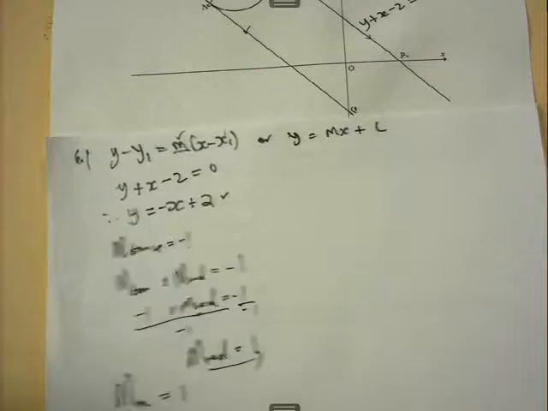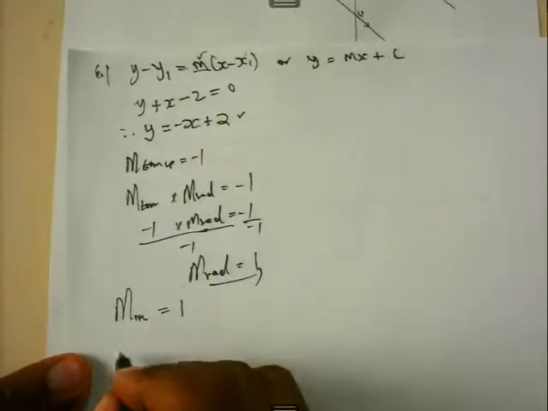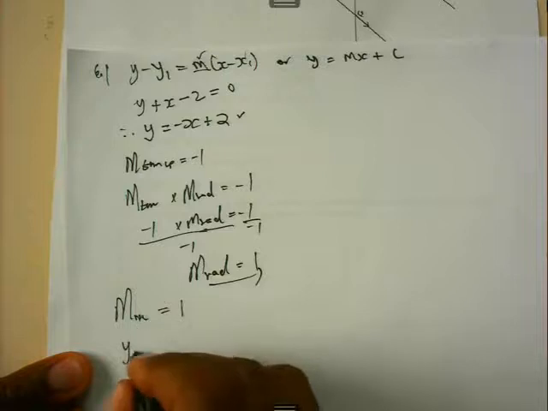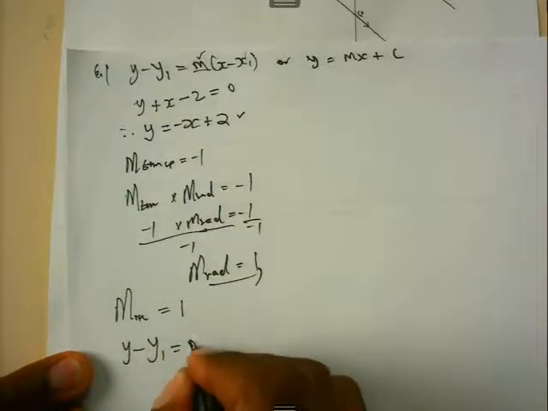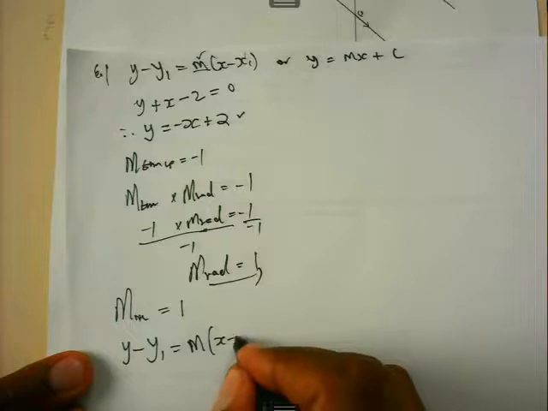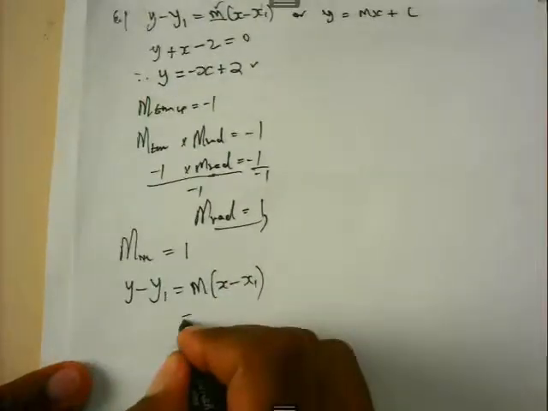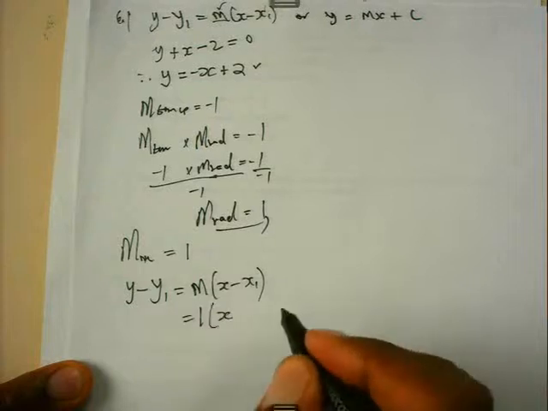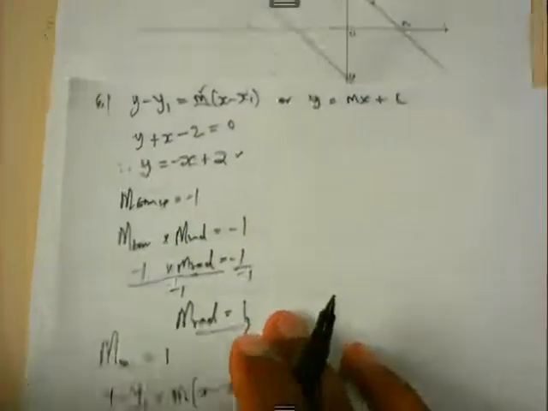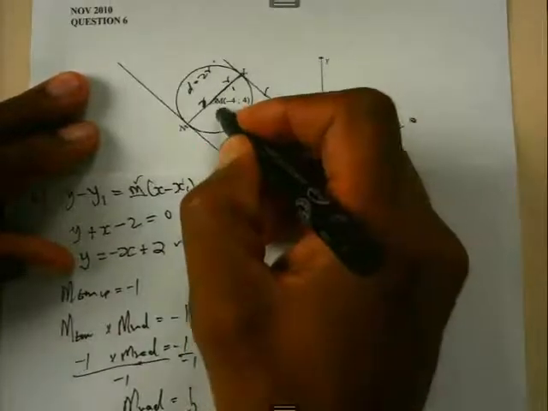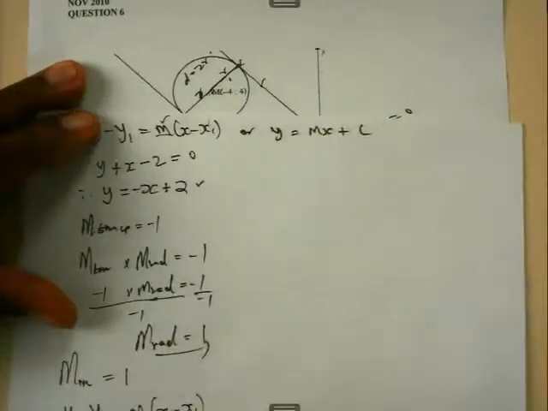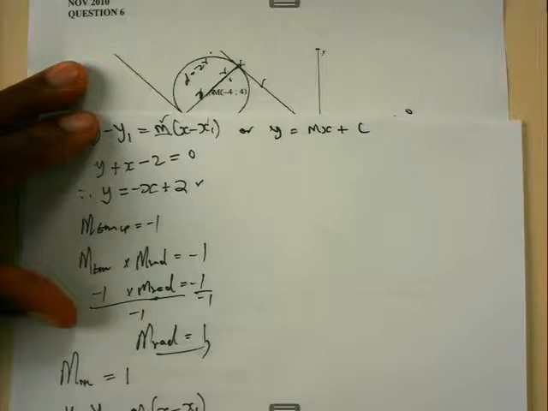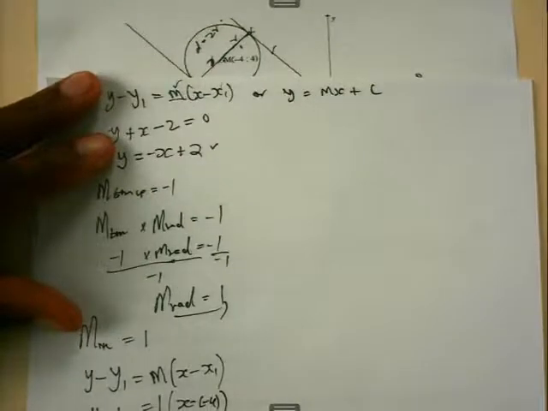Now I have the gradient, so I can say that here we have y minus y1 is equal to m into x minus x1, right? And from here, what is the gradient? The gradient is 1. Therefore, we have x. What is x1? Of course, we use the point M, which is our center, where x is -4, so it will be -4 here. The same applies: y1 is what? It's +4.